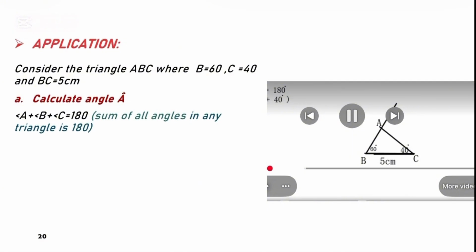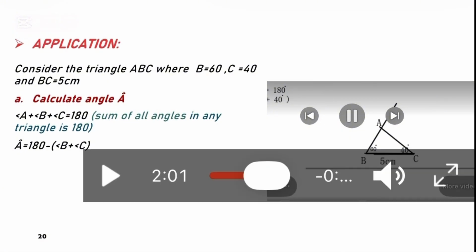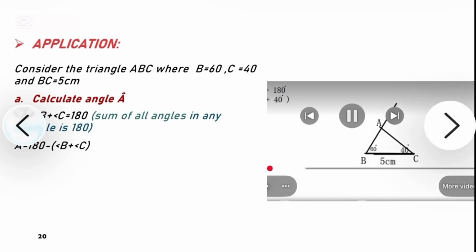To find the missing angle, we subtract, as we said before, 180 minus the sum of the given angles, which are B and C. We have B equals 60 degrees and C equals 40 degrees. So 60 plus 40 is 100, and 180 minus 100 degrees. So angle A equals 80 degrees. Let's continue.